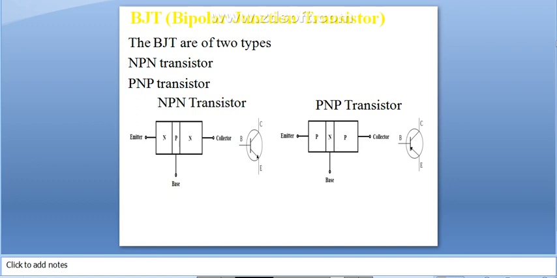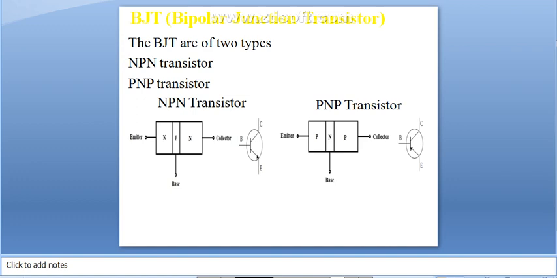Here is the symbol of the PNP transistor. For the PNP transistor, the arrow direction is inward. It shows the direction of current.